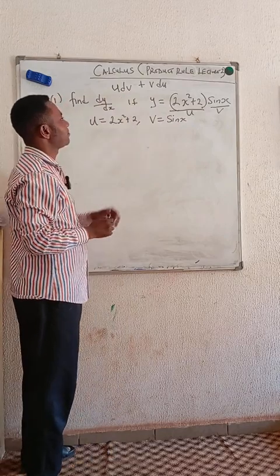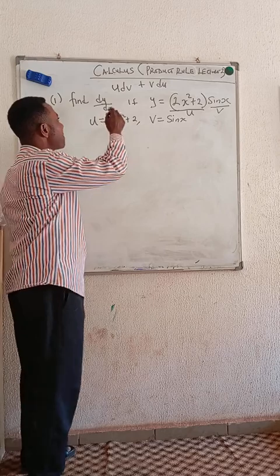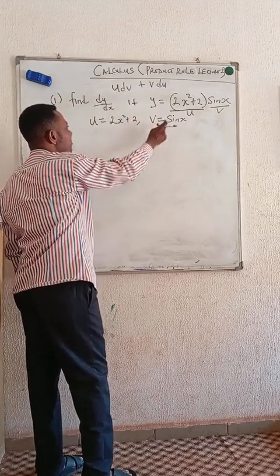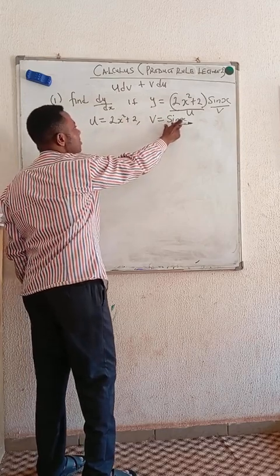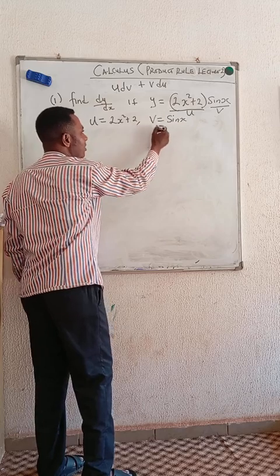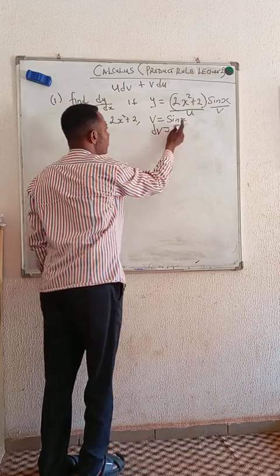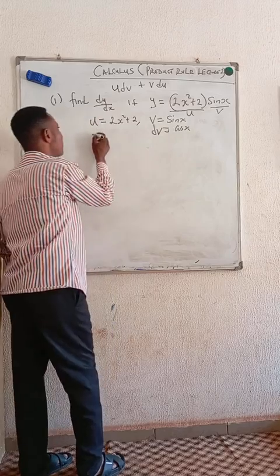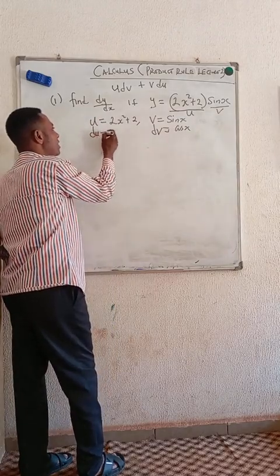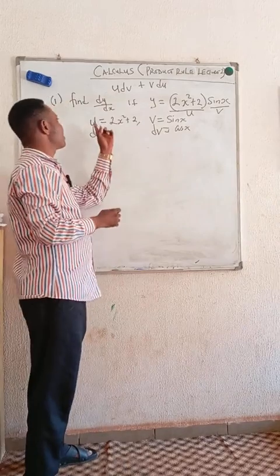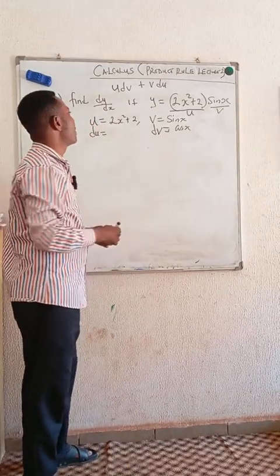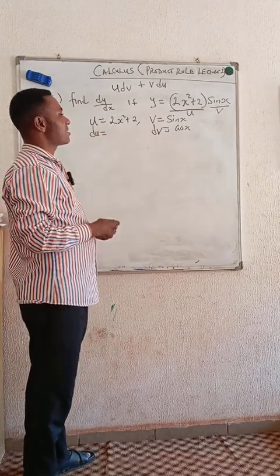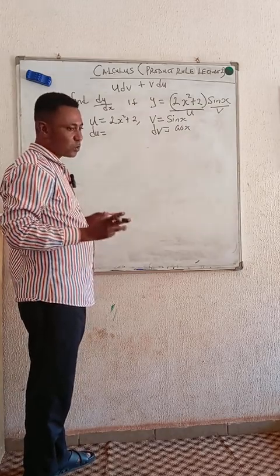Now, what are we going to do? We follow this formula. This is u and this is v. The dv means you should differentiate the v. Differentiating sine x, we have cos x. Then for us to get our du, du means differentiate that function that we call u. Differentiating u, you are going to use power rule. That's why it's advised that power rule is a must for you to know.